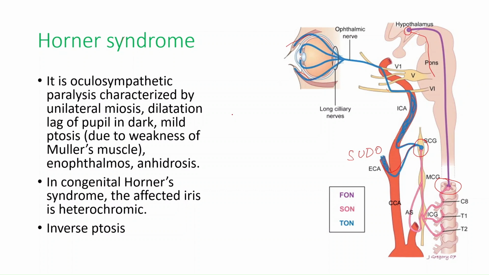So what are the features of Horner syndrome? There is unilateral miosis, dilatation lag of the pupil, mild ptosis because of the weakness of Muller's muscle, enophthalmos, and anhidrosis. Anhidrosis is due to this part. In congenital Horner syndrome, the affected iris is also hypochromic. The amount of pigment is less than in the other eye.